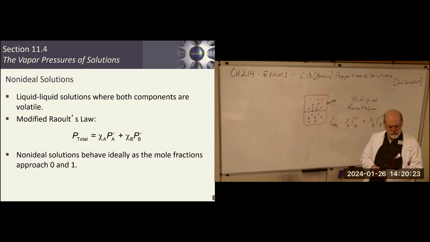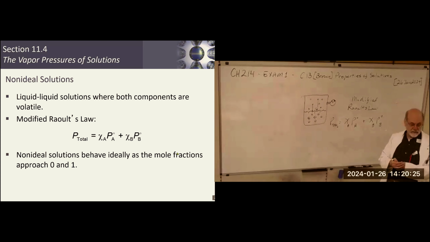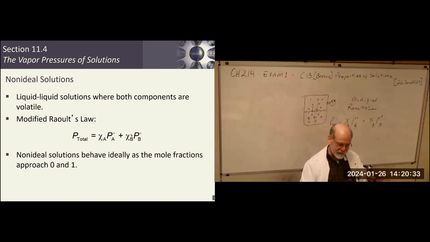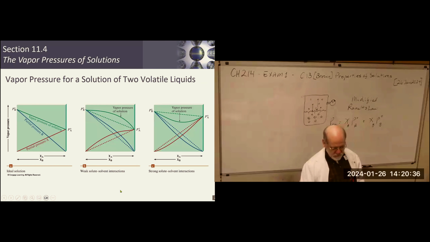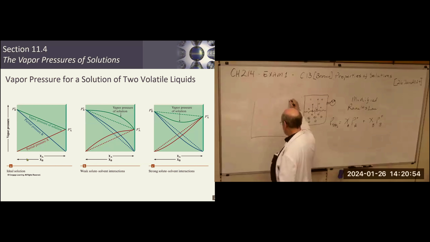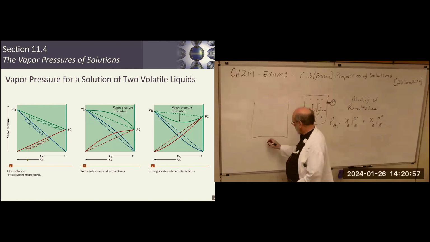Most solutions, not all, let's just say many solutions don't exhibit ideal behavior. And the next slide should show you the difference between ideal and non-ideal behavior. So if you look at this graph on the left, you watch the partial pressures of A and B individually with their mole fractions. So if A is going up like this, the mole fraction of A is increasing to the right.